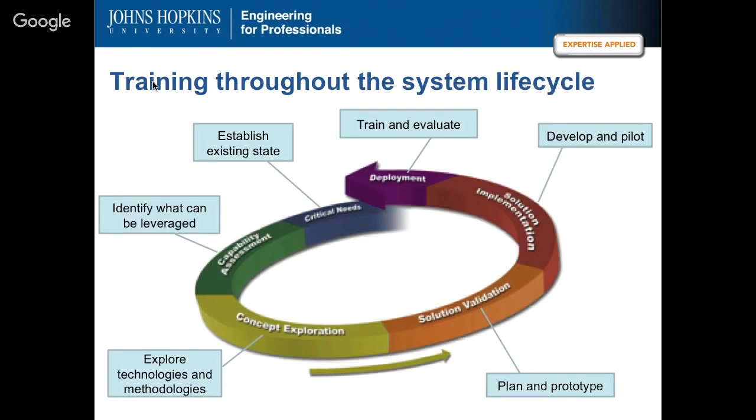Okay, let's see, right button, yay. So this is just a top level example of how training would fit into the system life cycle. At the critical needs, you would establish the existing state. What's already there? Is there already training built? Is it effective? Then you would identify what can be leveraged. Now this can be a lot of things that can be leveraged.